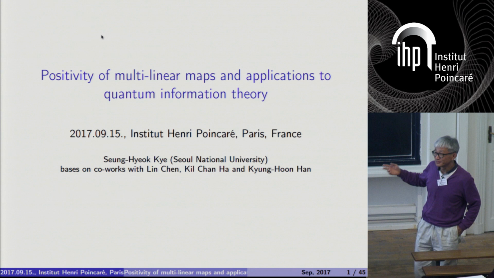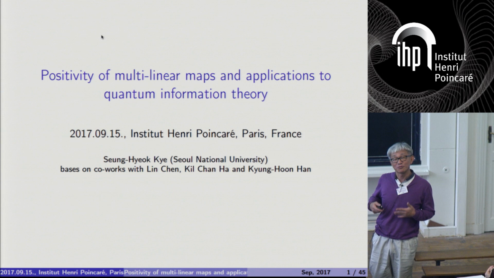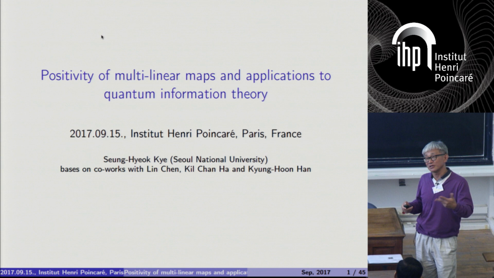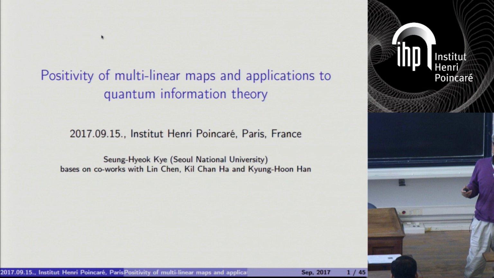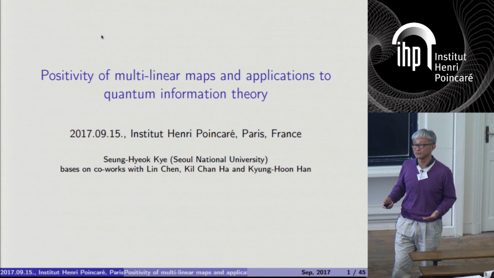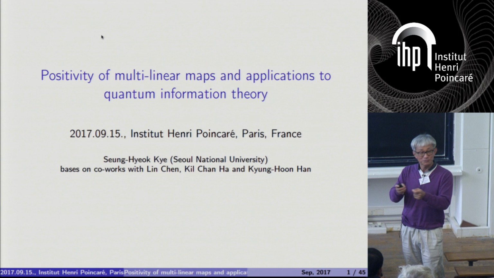Everybody knows that one of the main contributions of operator algebra to quantum information theory is to find non-trivial positive linear maps between matrix algebras, which is crucial to determine if a given state is separable or entangled. So I would like to explain a multilinear analog. In order to determine separability for a multipartite state, we need multilinear maps, because the dual object of the tensor product of several vector spaces must be multilinear maps.